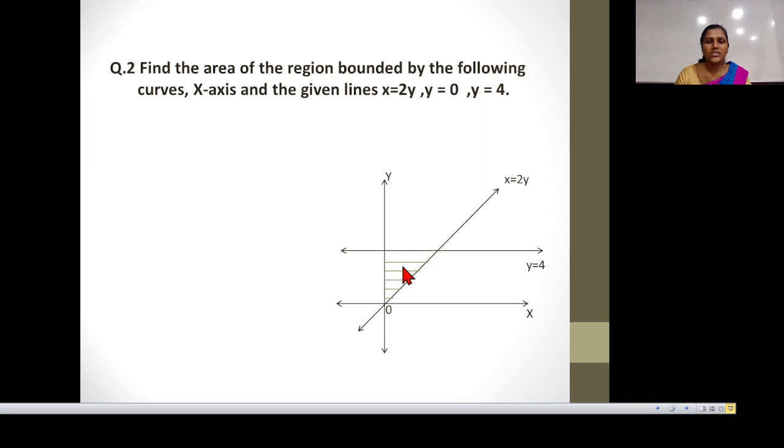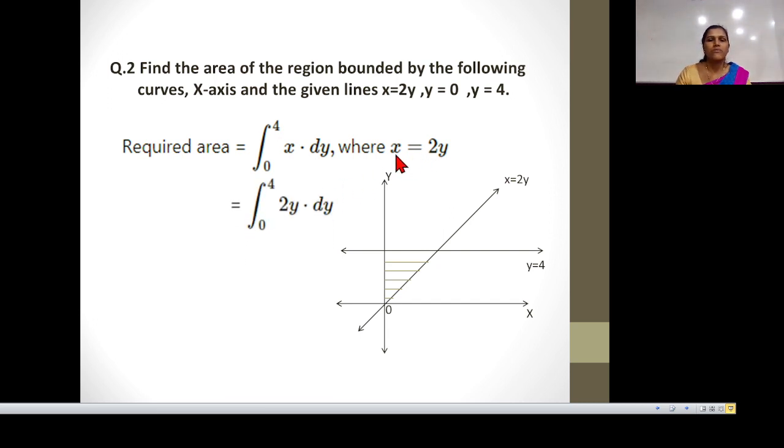So we get this shaded portion as our required area. So let us talk about how to find this area. Our required area is in between 0 to 4, you have to integrate x dy. So here, from integral 0 to 4 x dy, instead of x we have x is equal to 2y. After putting the value of x is equal to 2y, we get this step: instead of x, 2y dy.